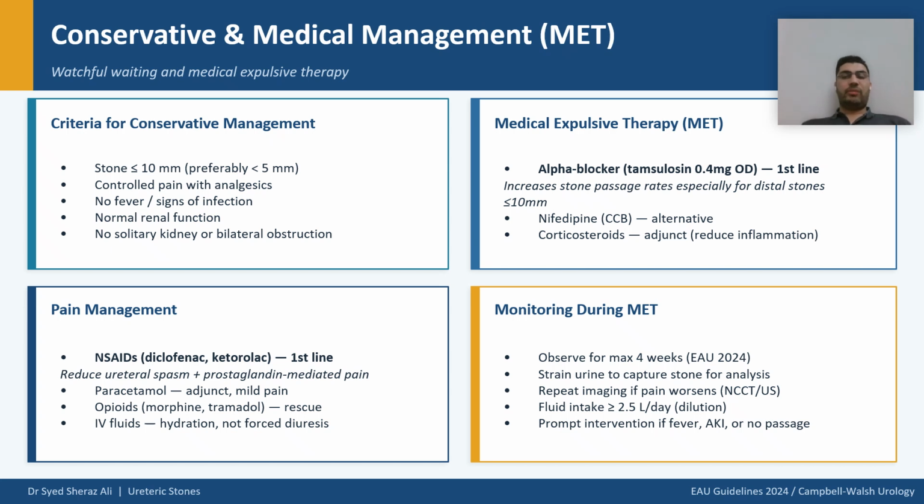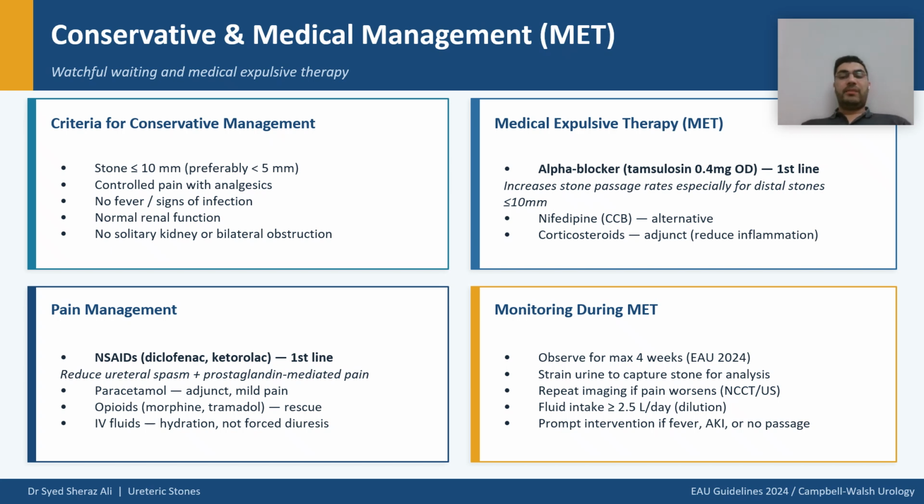Now, let us turn to the management, beginning with conservative and medical approaches. Not all ureteric stones require immediate surgery. The EAU guidelines support a trial of conservative management in selected patients. The criteria for observation are stone size less than or equal to 10 mm, ideally less than 5 mm, controlled pain, no signs of infection, normal or near normal renal function, and no high-risk anatomical features such as a solitary kidney.